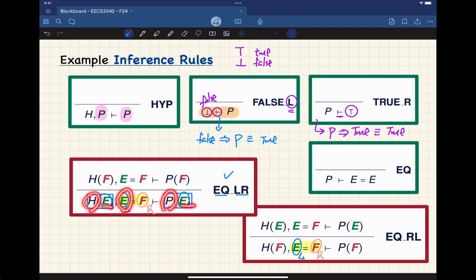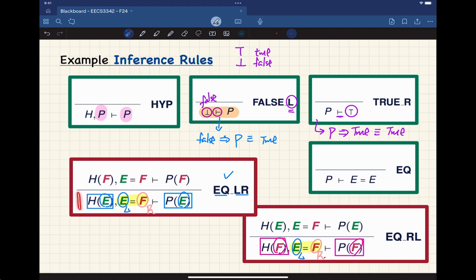Symmetrically, over here, I'm saying that I got some hypothesis H, and some goal P. Both of them are defined in terms of the right-hand side. You can see F here corresponds to the R, right? Okay. Now, what will be sufficient to prove in each case?